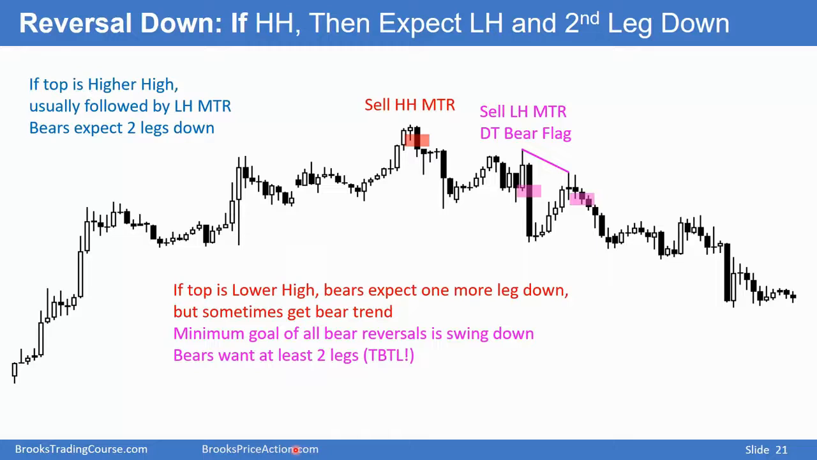Remember, the minimum goal of all bear reversals is a swing trade, and you're looking for at least 2 legs, 10 bars, 2 legs. TBTL, 10 bars, 2 legs.